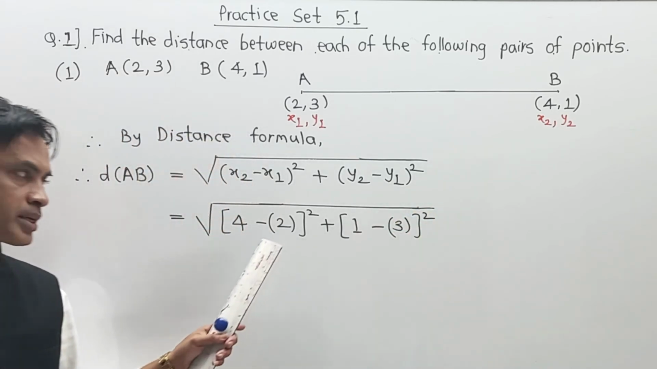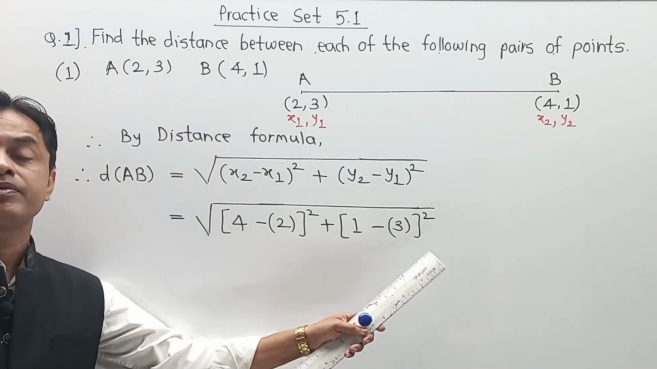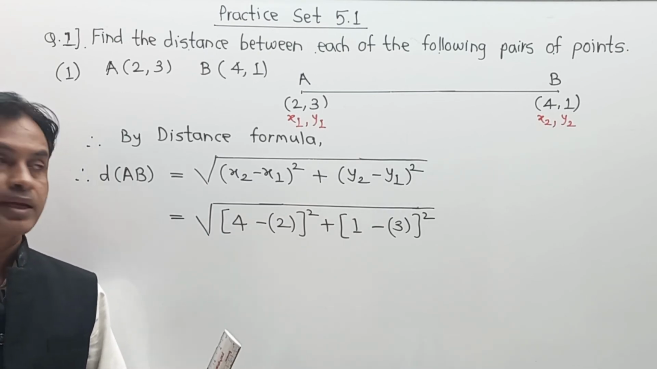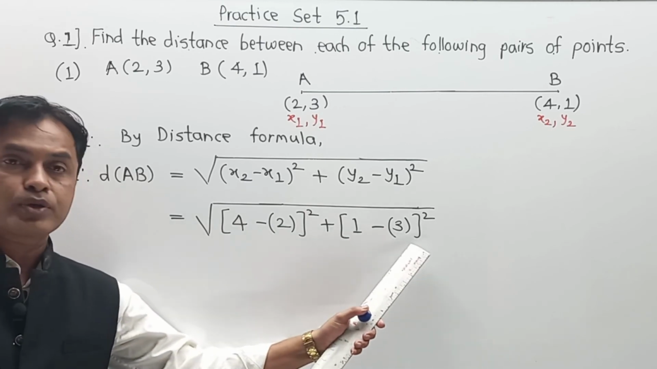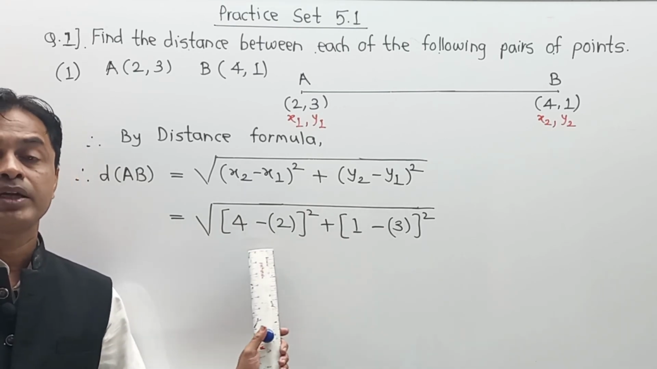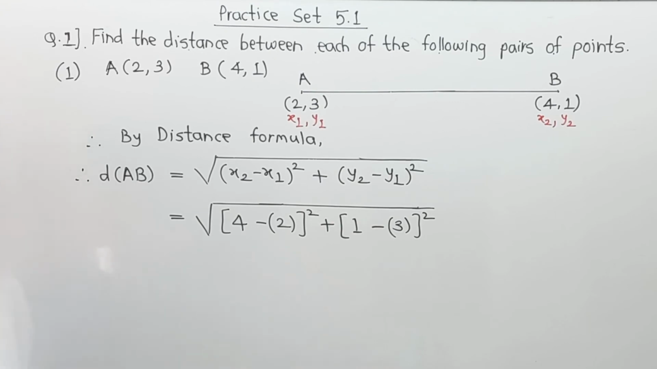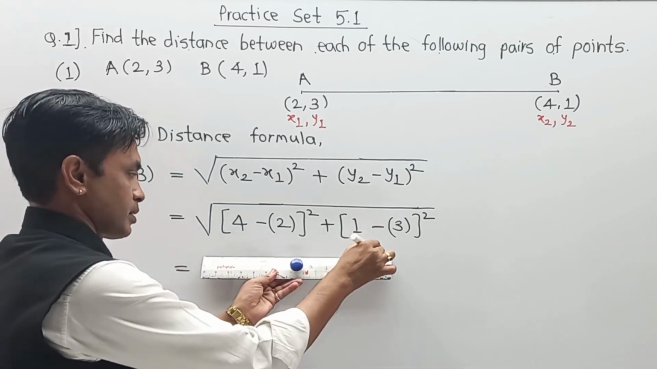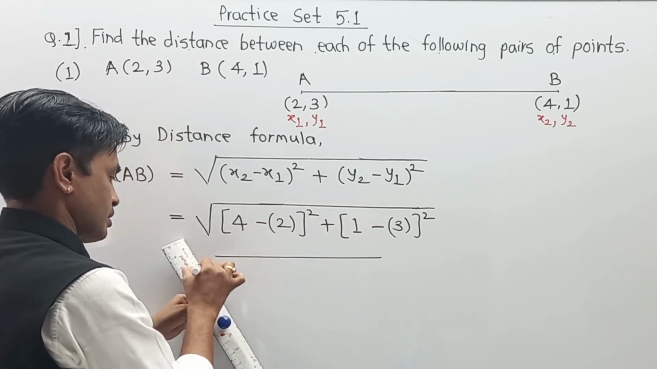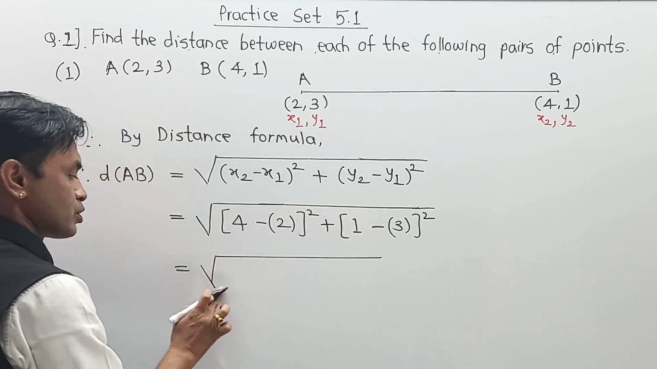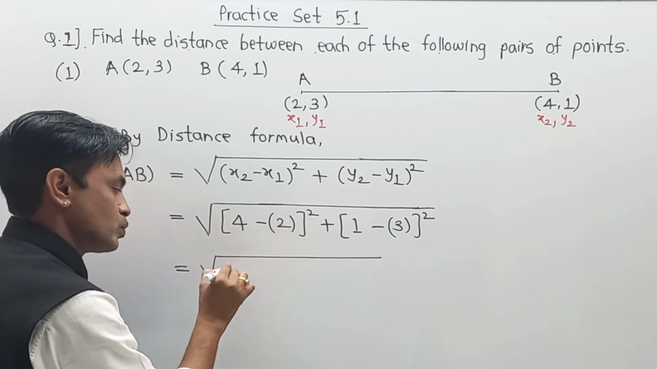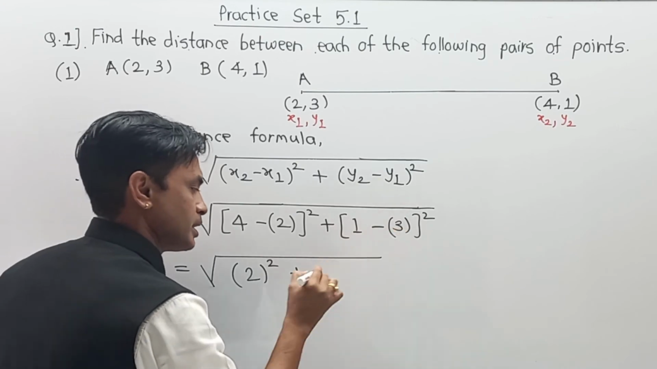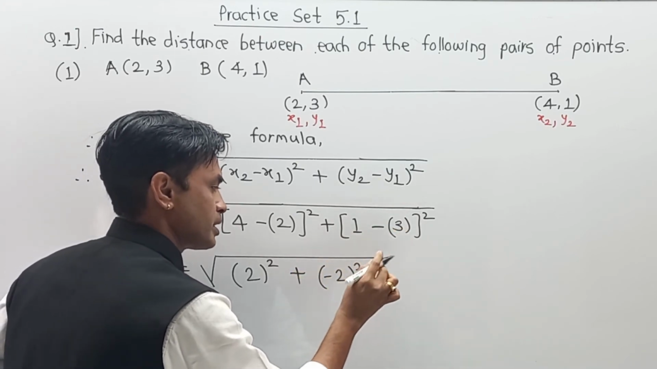Student, remember, sometimes this value may be positive, sometimes this value may be negative, and according to subtraction you have to change the sign. Here both the values are positive, so we can do directly subtraction, but during this step everyone is supposed to pay attention. Now the next step is: 4 minus 2 means (2) bracket square plus 1 minus 3 means (minus 2) bracket square.